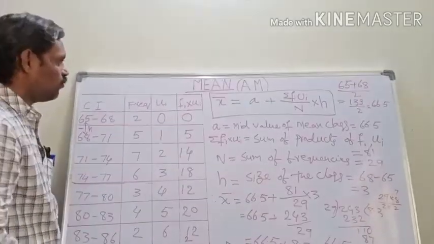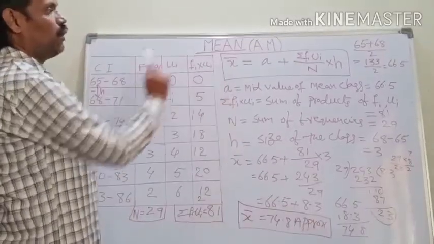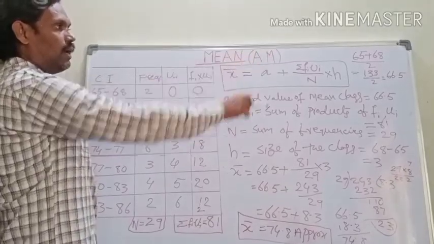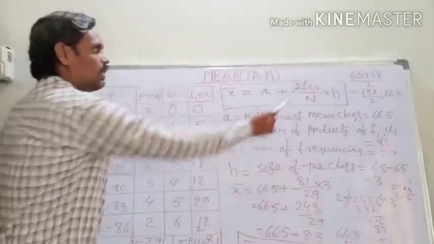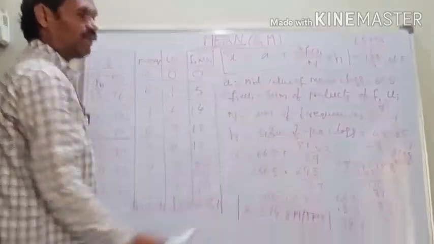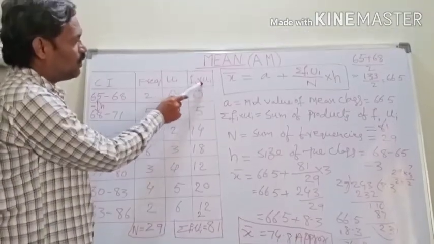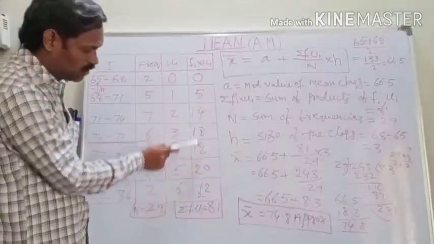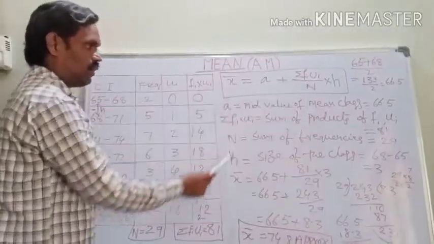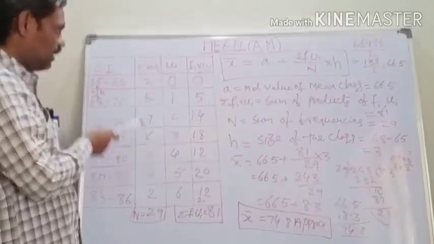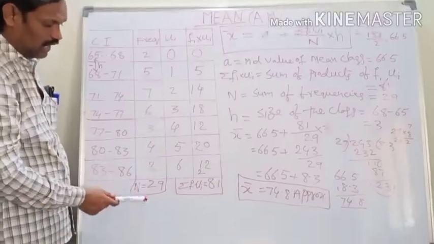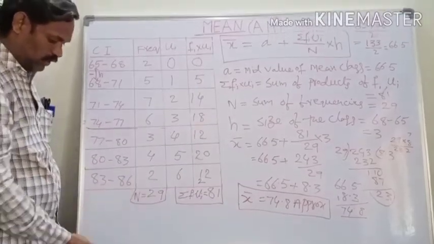Then you write the formula. x bar is equal to a plus sigma fi ui by n into h. Here sigma fi ui means the sum of products of fi and ui. Here you have fi into ui, so you add all those values and you get sigma fi ui. Then come to n. What is the meaning of n? Sum of frequencies. For getting the sum, you have to add all the frequencies and write n is equal to 29.